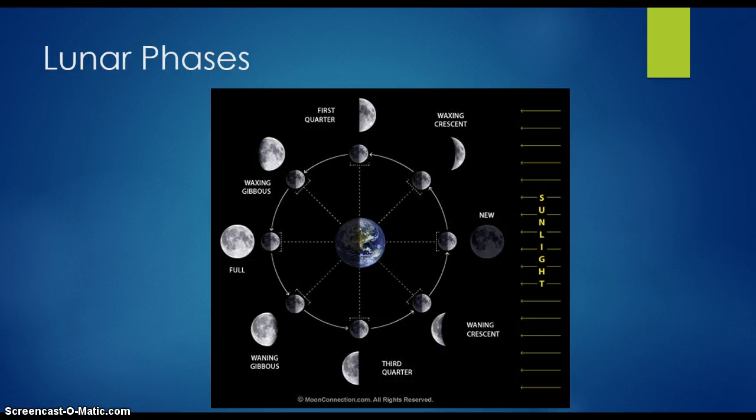This is just a slide that shows all of the different lunar phases, and it starts with the new moon and goes to the waning crescent and so on and so forth. This is just to give the students an idea of the Earth's placement and the Sun's placement, so we can see how it affects the moon.